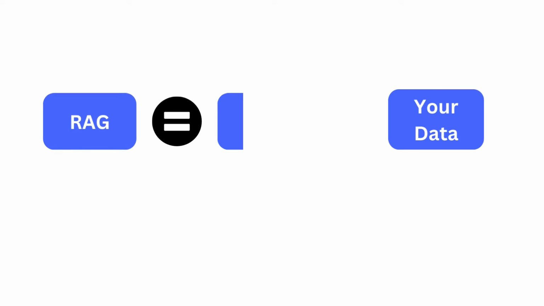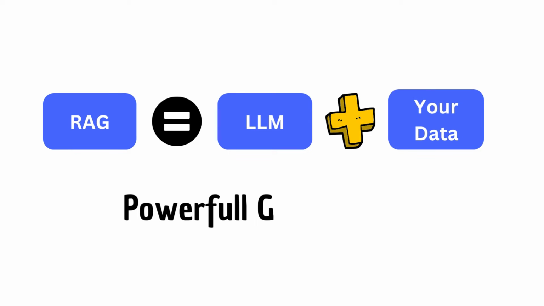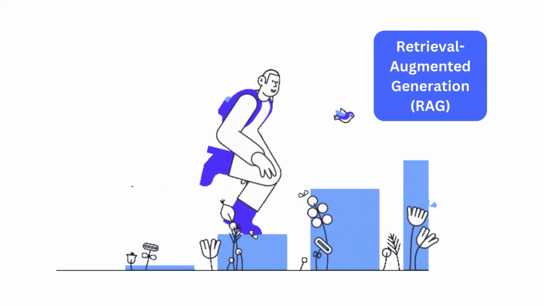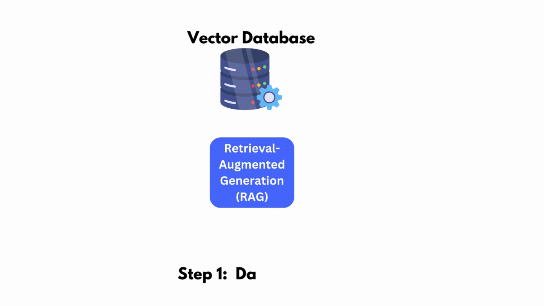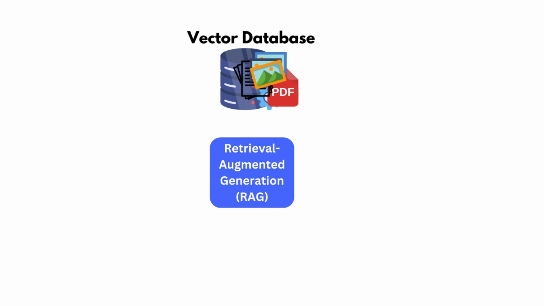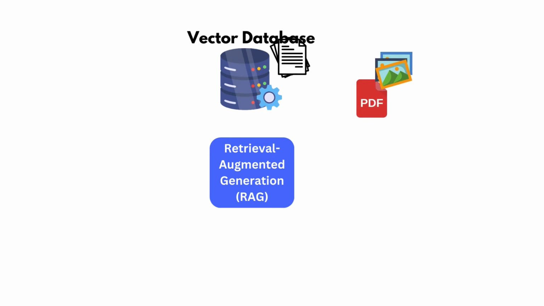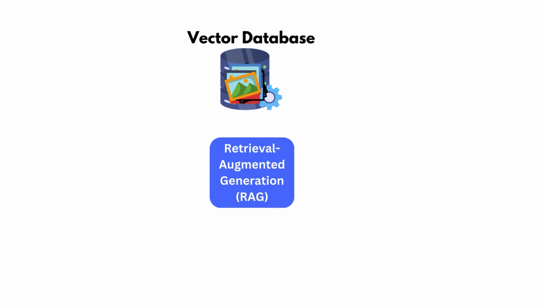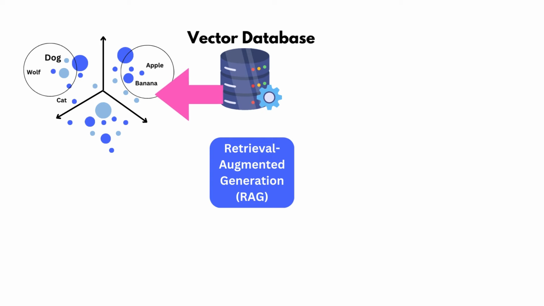RAG combines LLM with your local database search to enhance the query results and make it more relevant to what a user is looking for. Let's break down the steps involved in designing a RAG system. Step 1. Data integration. First, all your local information, such as documents, websites, PDFs, or database entries, is fed into a vector database. This database converts your information into vector form, preparing it for quick retrieval based on similarity measures.